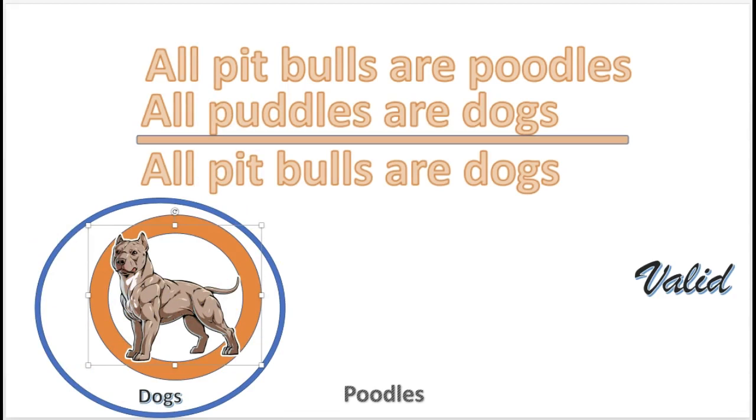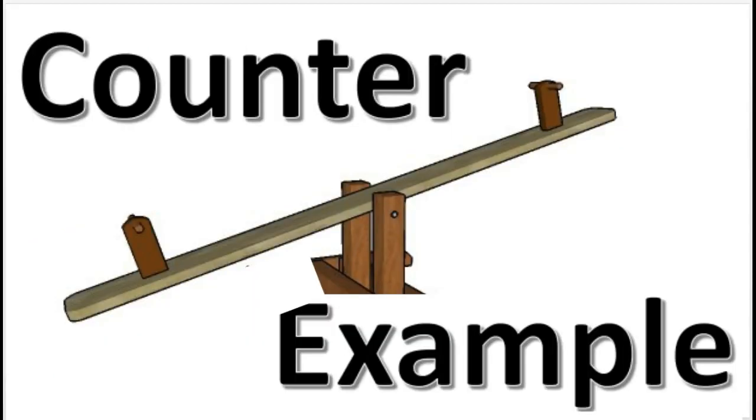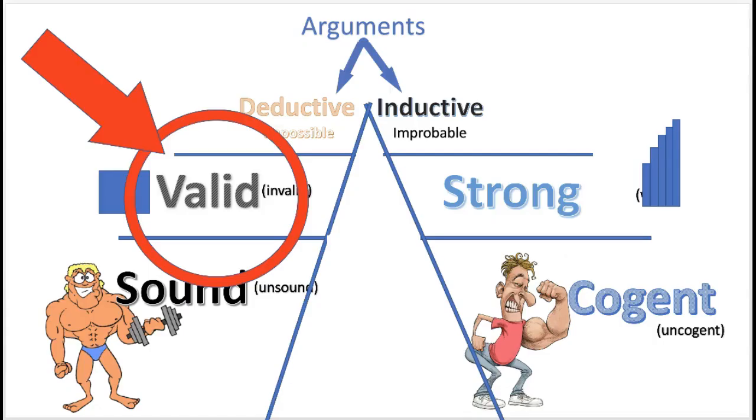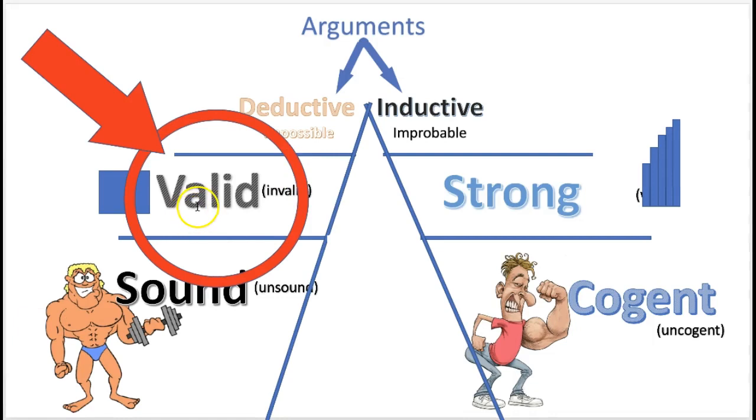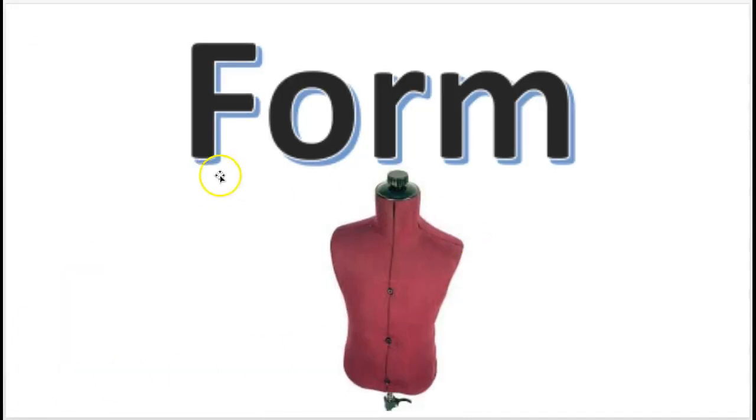Now another way to check if it's valid is to use the counterexample. Now let me show you the counterexample method. I think you're really going to like this one. Okay, now I made a mistake. I want to correct that. The counterexample method is only used to prove invalidity, not to prove that it's valid, but you can prove that it's invalid. Okay, so an argument is either valid or invalid because of the argument form.